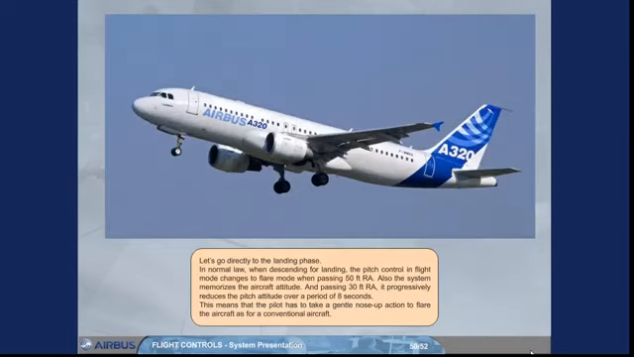Let's go directly to the landing phase. In normal law, when descending for landing, the pitch control in flight mode changes to flare mode when passing 50 feet radio altitude. Also, the system memorizes the aircraft attitude. And passing 30 feet radio altitude, it progressively reduces the pitch attitude over a period of 8 seconds. This means that the pilot has to take a gentle nose-up action to flare the aircraft as for a conventional aircraft.